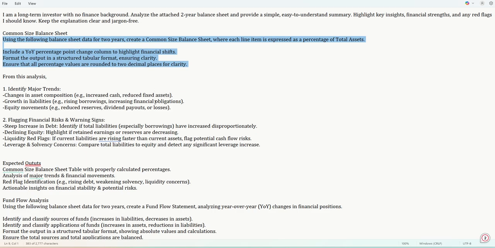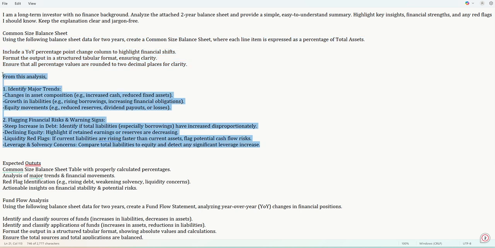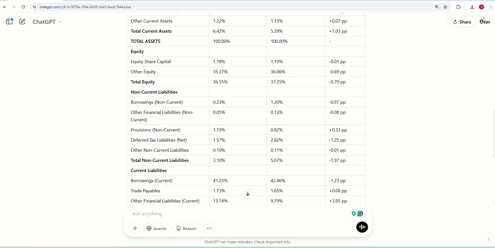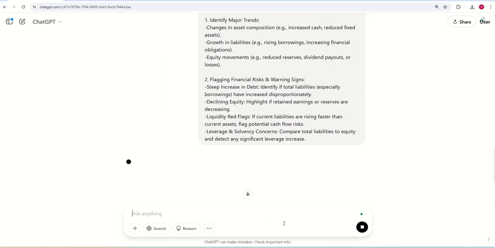For you, if you're not so confident on common size balance sheet analysis, you can put in a second round of prompt saying, hey, from this analysis, identify major trends which are increasing and decreasing. I'm most focused on assets like cash increase or decrease, inventory decrease, growth in liabilities, whether there's a long-term borrowing increase, etc., as well as any flags like steep increase or decrease in debt, diluting equity, any liquidity risk, and so on. This is the second round of prompt which I'm going to introduce here and let us see the output.